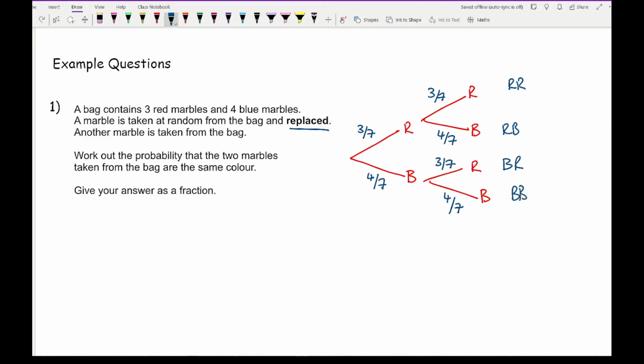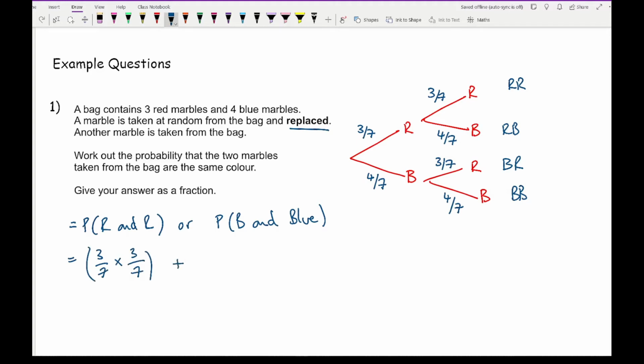Now the question is saying we want the probability of having 2 of the same colour. So either I want to work out the probability of having red and red, or the probability of selecting a blue and a blue. From this, the probability of selecting a red is 3 out of 7, times 3 out of 7, because and means multiply. So that's the first one. Or means plus. Now the probability of selecting a blue is 4 out of 7 times 4 out of 7. And then if I work that out, I'm going to have 9 plus 16, out of 49 rather. Now where I'm going with that.